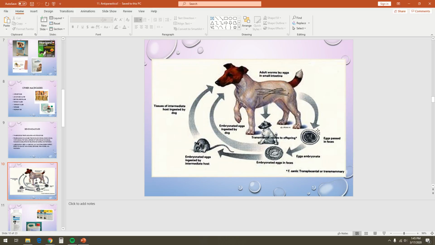Or say they didn't have puppies: again, eggs are passed in feces, and embryonated eggs in feces are then ingested by an intermediate host. So this is that middleman, usually some sort of little rodent. And then the definitive host either comes in contact with the fecal matter or eats the intermediate host, and then the cycle begins anew. So it's a big to-do.